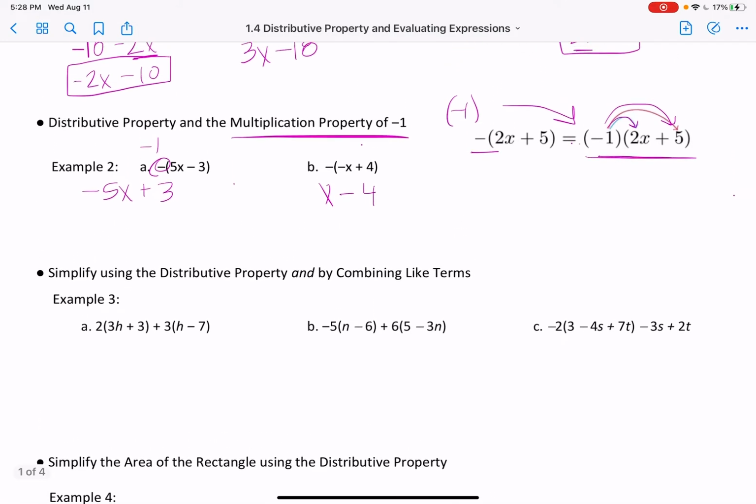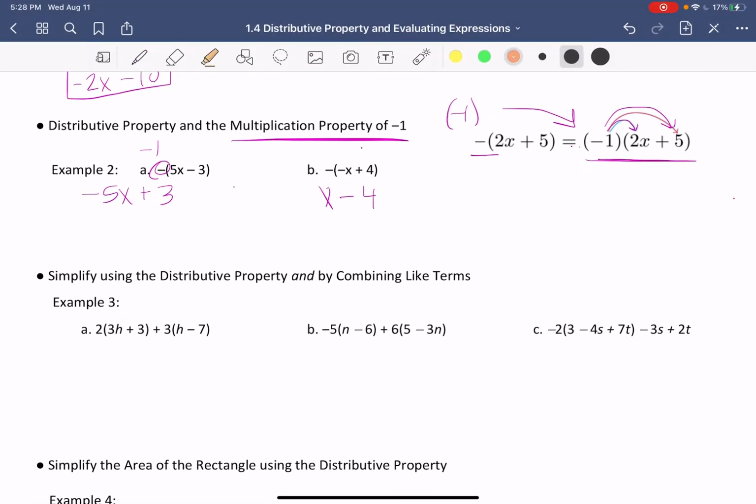So if you look right here, we started with +5x minus 3, and all it did was flip those signs. So one's negative now and one's positive. Same thing here. We had -x plus 4, and because of this property of -1, it became the opposite. So positive and negative.